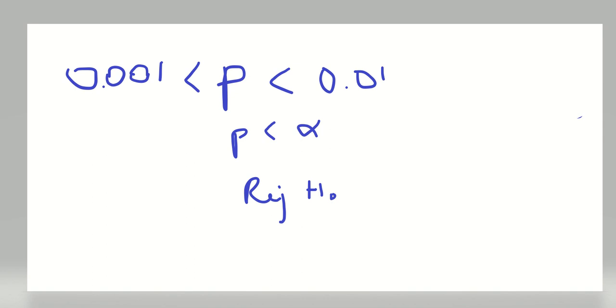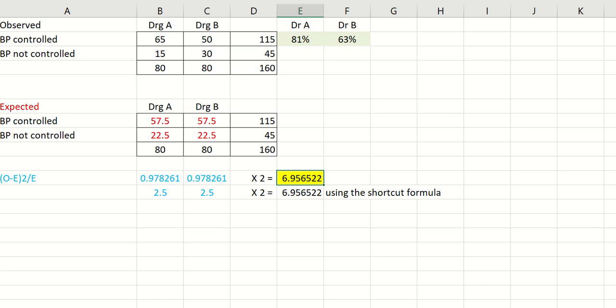So research conclusion, let's go back to the Excel and let's notice that I had 81% in drug A and 63% in drug B. So I say that we have enough evidence to suggest that the differences in proportions between the blood pressure control between drug A and B, this difference is statistically significant, meaning that it appears a high proportion of people taking drug A have blood pressure control than those taking drug B.